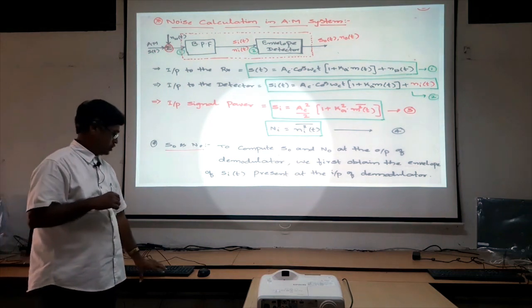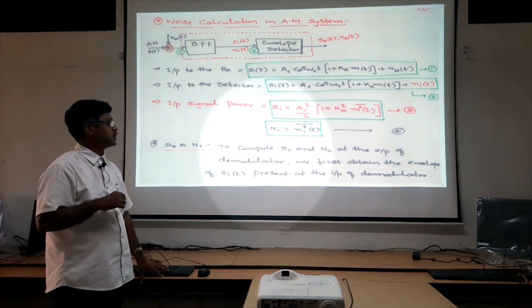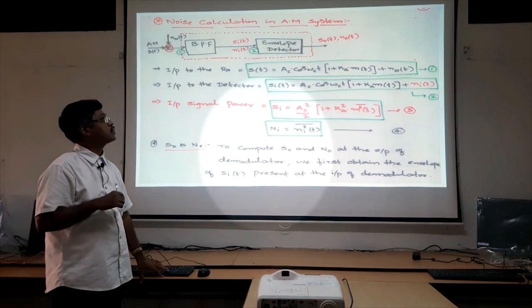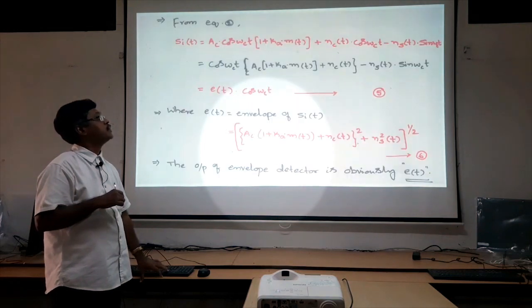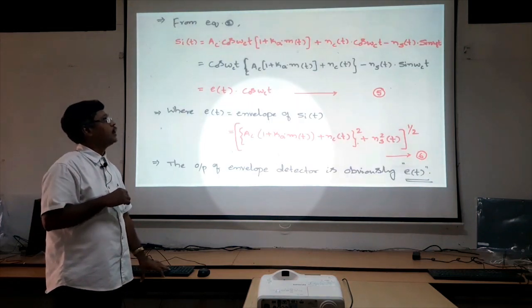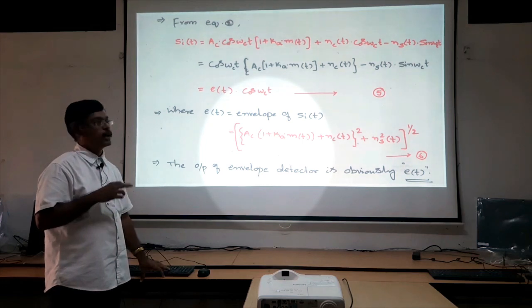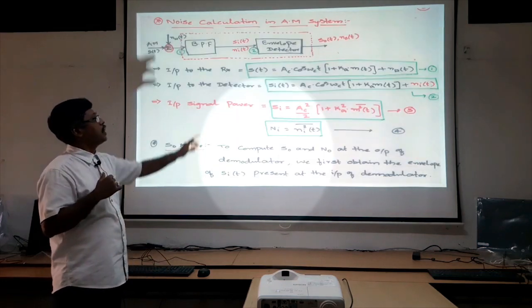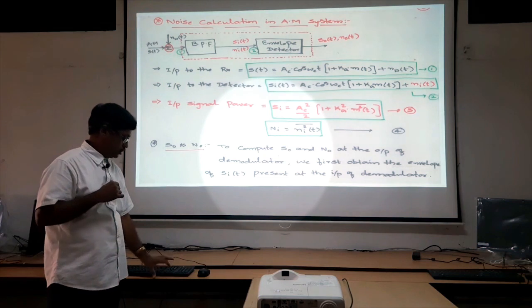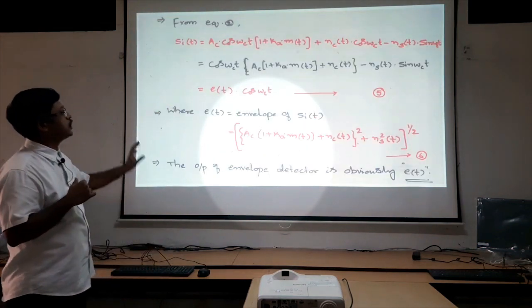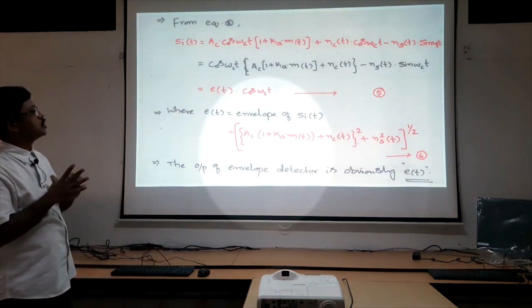Now, before determining the output signal to noise power, let us focus on the envelope detector. The envelope detector detects the envelope of the actual message signal from the amplitude modulated signal. So try to define the envelope of the modulated signal.